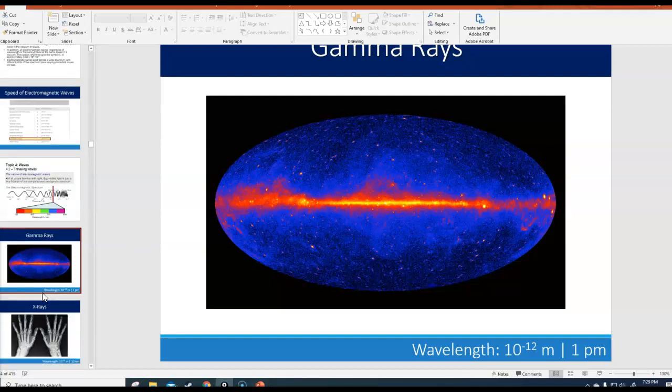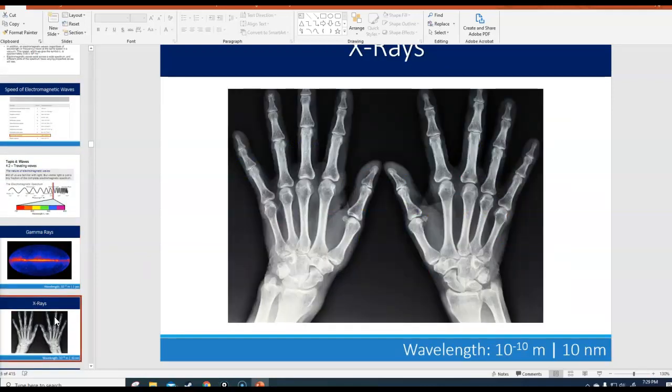Okay, in fact, the next part of the EM spectrum is X-rays. The only difference between a gamma ray and an X-ray is that a gamma ray has more energy. That's basically it. I mean, a supercharged X-ray is a gamma ray. And we all know what X-rays are for.